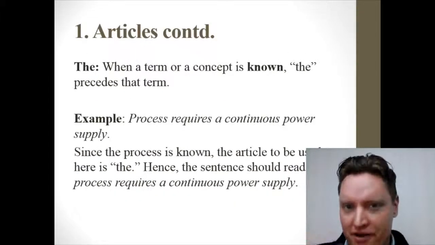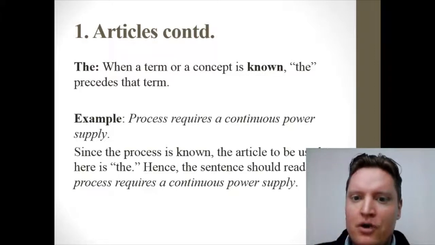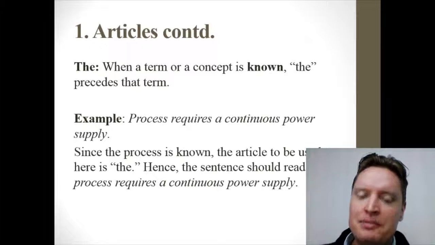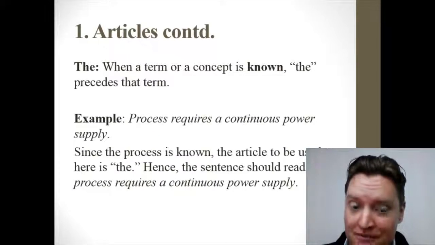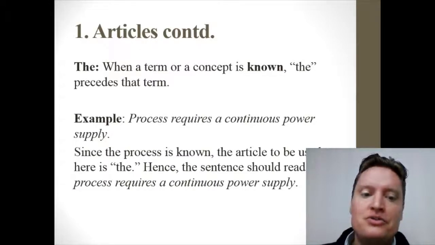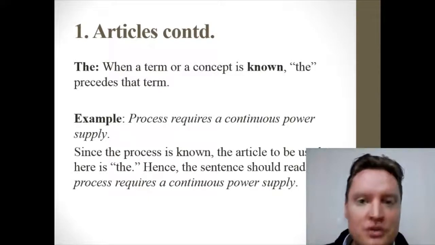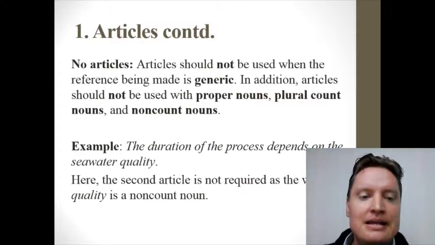Now, let's talk about the for a minute. When a term or a concept is known, the precedes the noun. An example: process requires a continuation power supply. Since the process is known, the article to be used here is the. So the sentence should be, the process requires a continuous power supply.